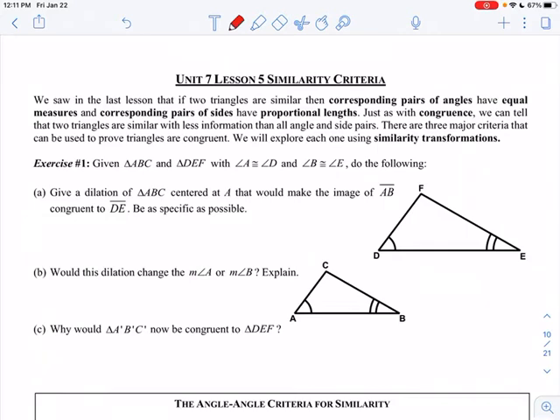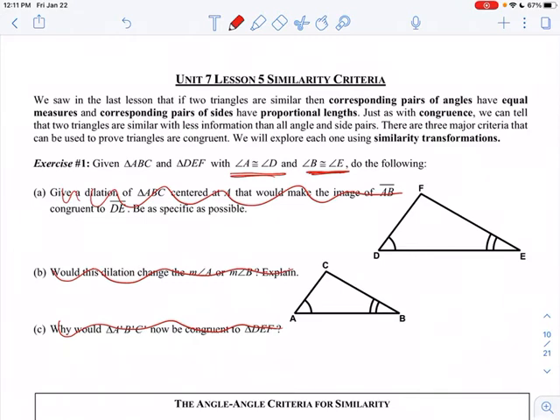So I'm going to take the picture that's here in exercise 1, but I'm actually going to change up what they're asking. So I really just want to explain this. So I'm not going to really look at these questions right here. But in this exercise 1, I know that angle A is congruent to angle D, and that's marked. And angle B is congruent to angle E, that's marked. All right? So now I want to ask you, what would be true about angle C and angle F?